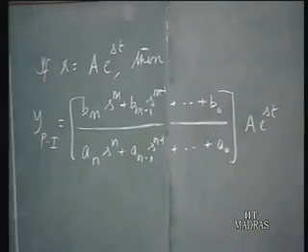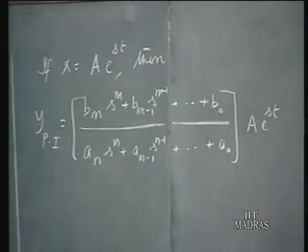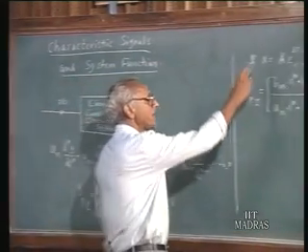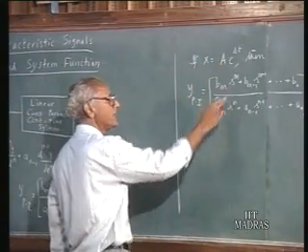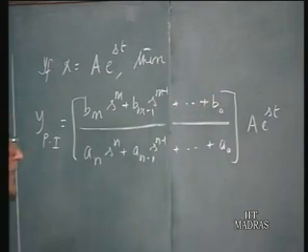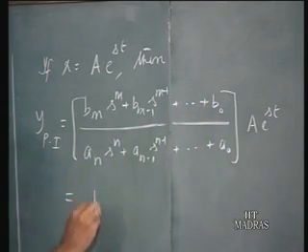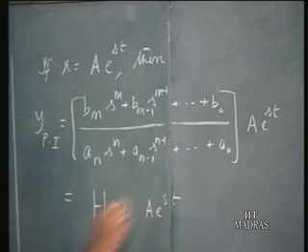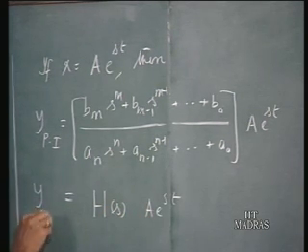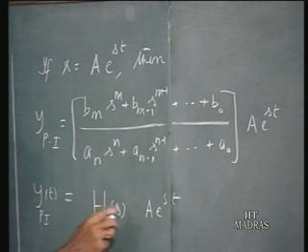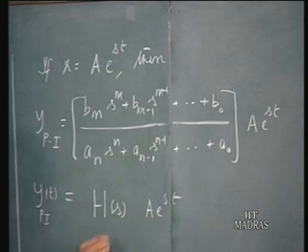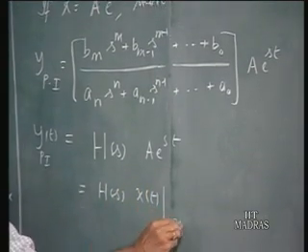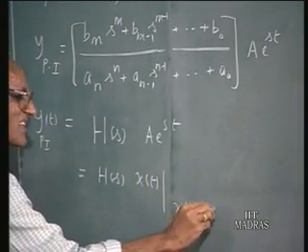So, the solution for this differential equation, the particular integral solution, all you have to do is substitute s for d. So, if x is a e to the power of st, ypi is some quantity times a e to the power of st. We often call this H(s), a e to the power of st. So, the particular integral solution, a function of time, is H(s) times a e to the power of st, or H(s) times x(t), when x(t) equals a e to the power of st.